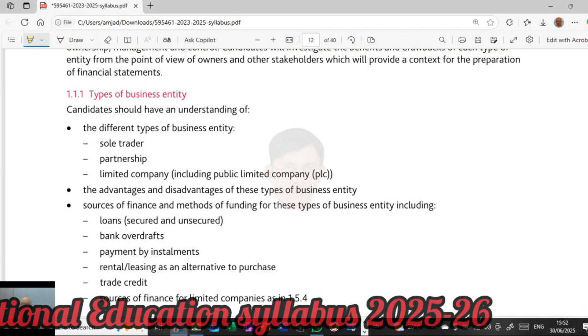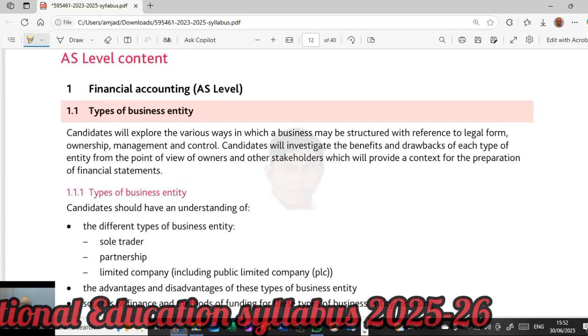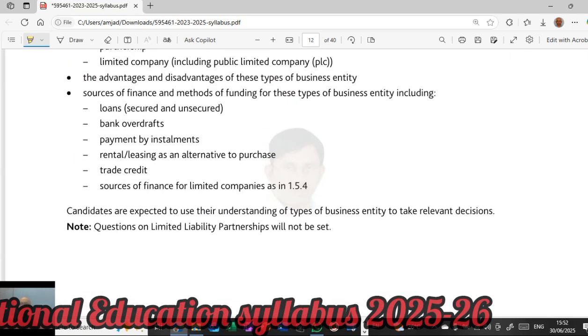All these things we'll be discussing in topic 1.1, including 1.1.1. Questions may be asked on everything here. Candidates are expected to use their understanding of types of business entity to take relevant decisions.